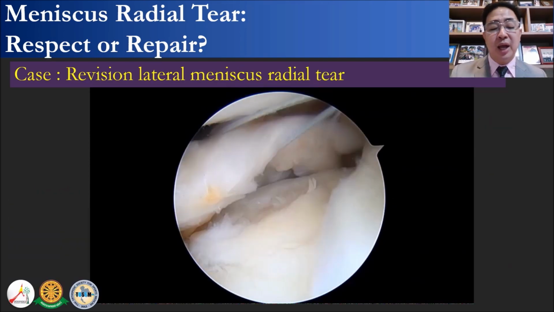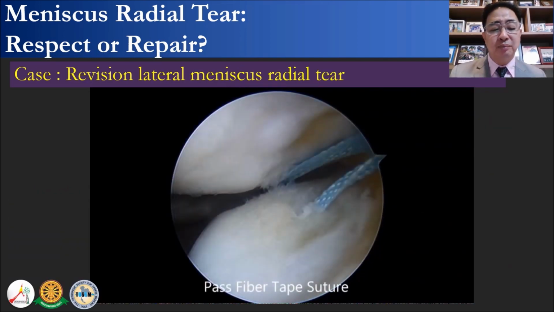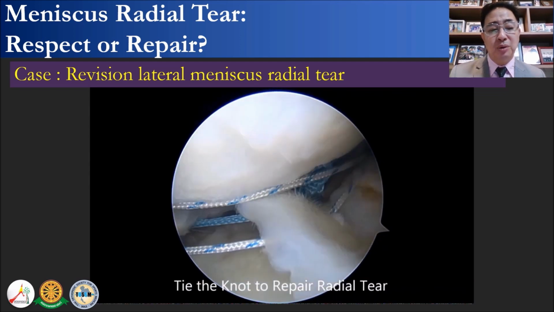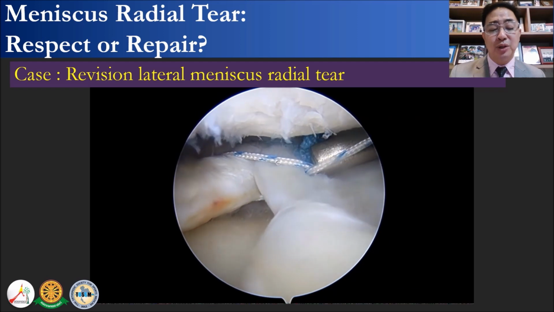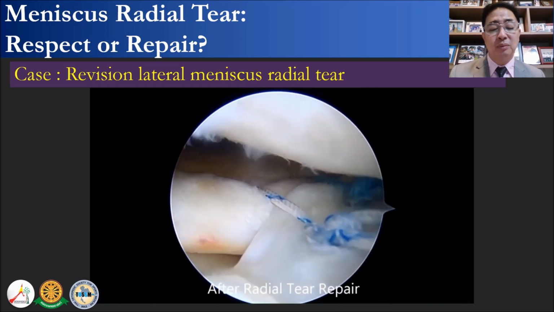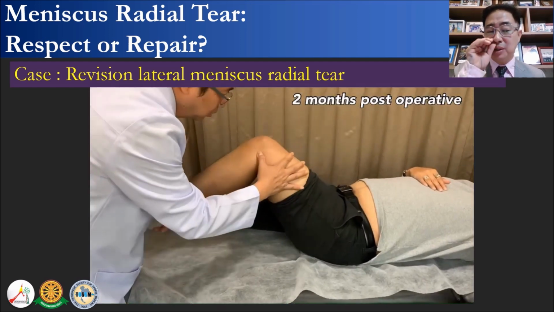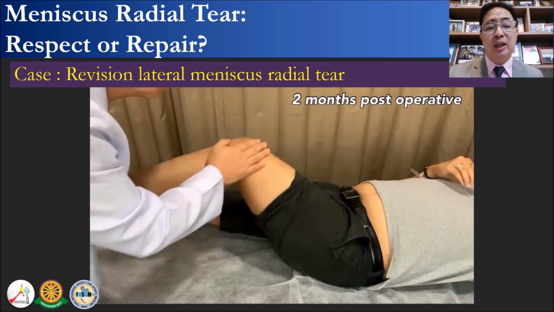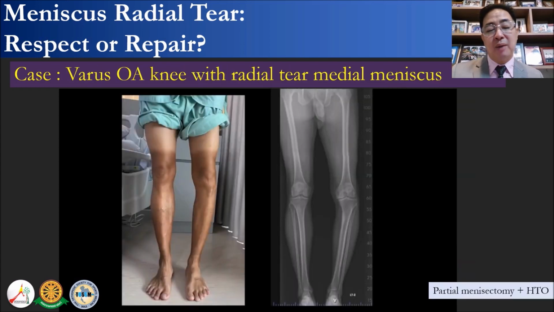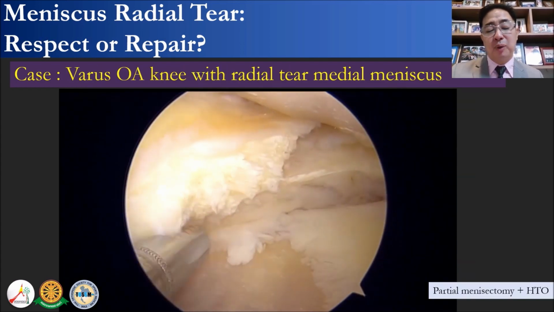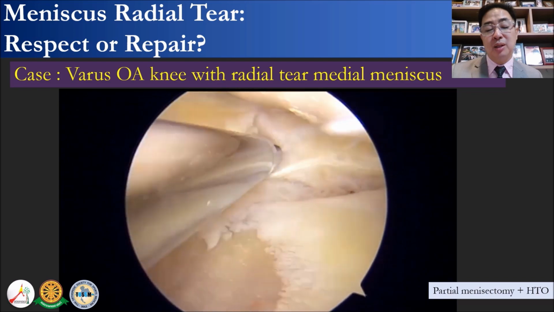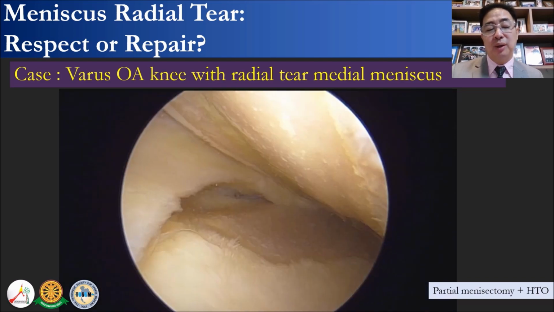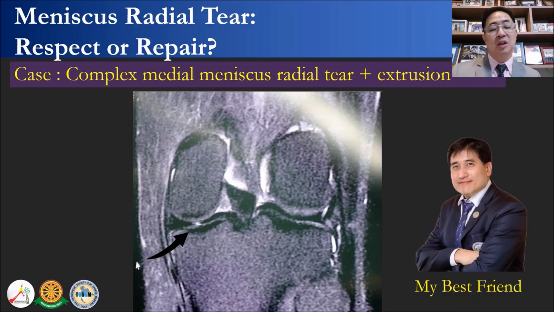This is another scenario. This patient was done the lateral meniscus repair, but it's failed. So I need to come back again to do the revision surgery for the lateral side. So 2 months after surgery, the patient doing well, McMurray test negative, and good healing of the MRI. So this patient have the sequelae of chronic radial tear of the meniscus on the medial side. So he has severe osteoarthritis. So I need to do the HTO for him. Cannot repair his meniscus.